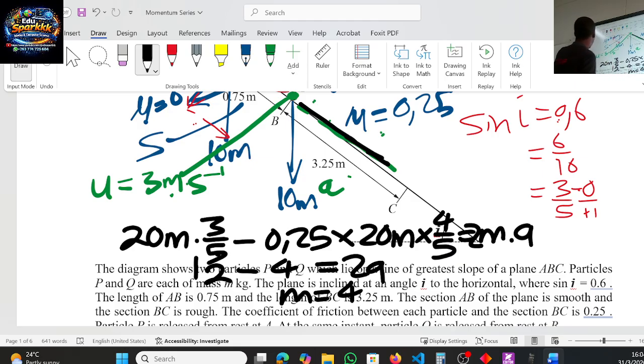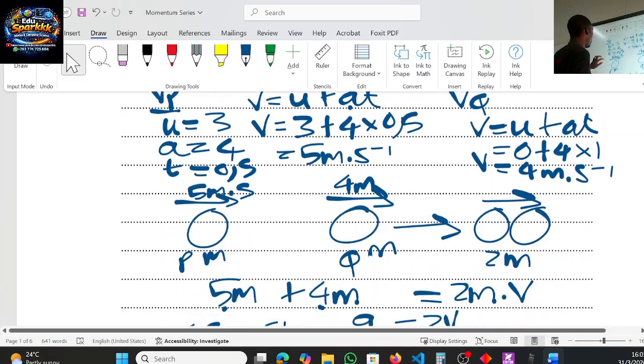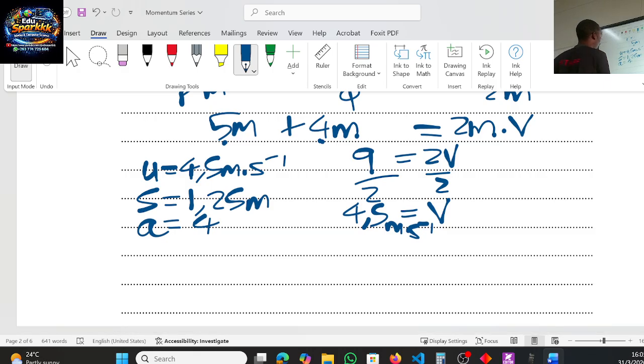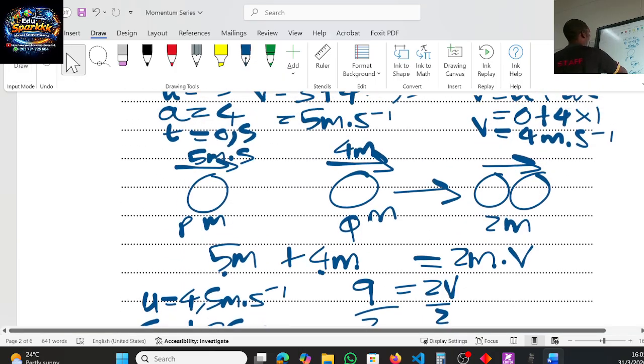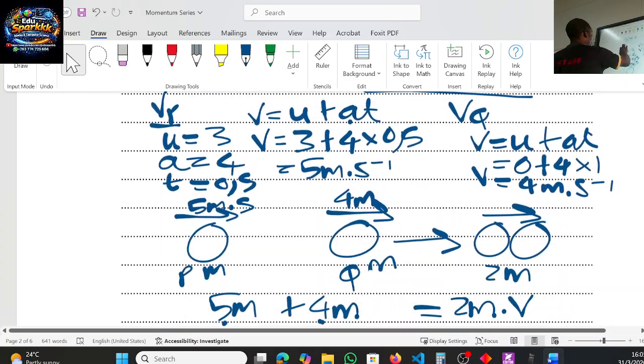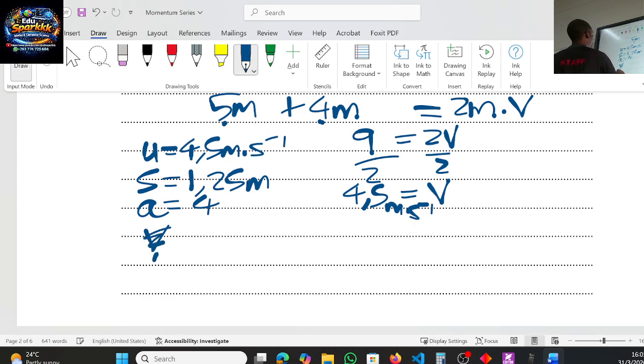So 12 minus 4 equals 2a, so a is equal to 4. It looks like there was no change in acceleration. We have an acceleration of 4. My interest was on v, but let's check the question. Oh, find the time it takes from the instant. So I'm interested in t, not v.